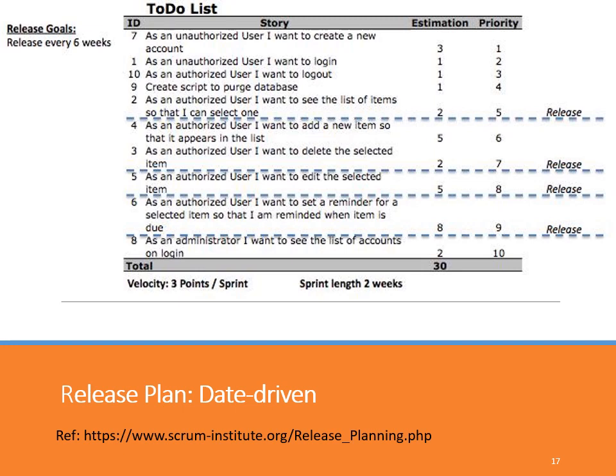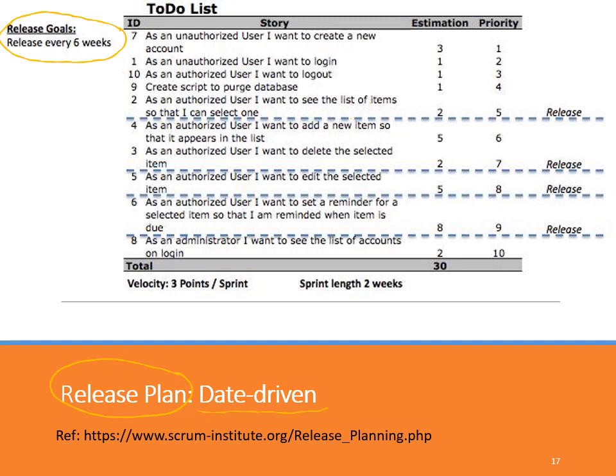This slide shows how we can make a release plan again, but based on a different approach, which is called the date-driven approach. In the date-driven approach, of course, the goal of the release is to release a new version of the software after a fixed period of time. So in this example, let's say that we have our goal to release a new version of the software with additional features every 6 weeks.